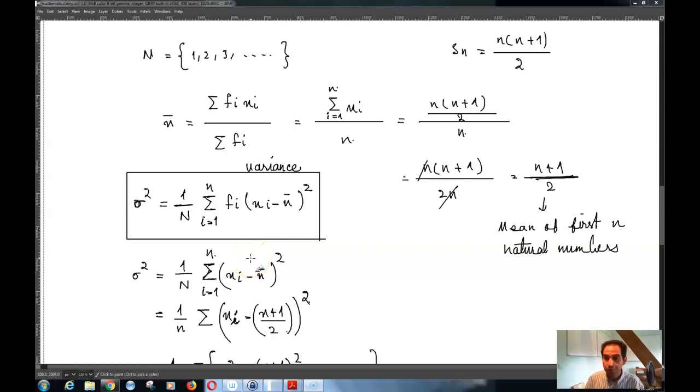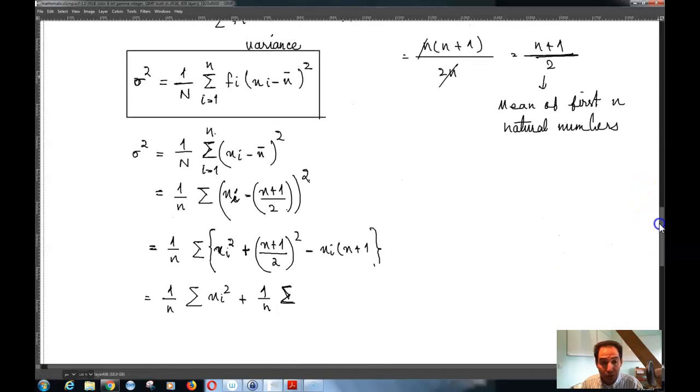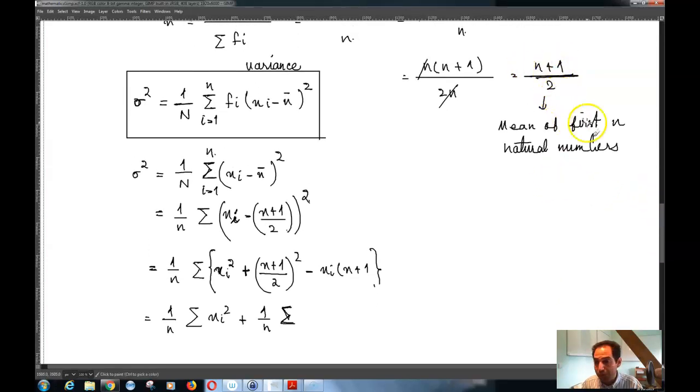Okay, so in the previous video we were talking about example exercise number 2. First we calculated the mean of the first n natural numbers, and that was basically (n plus 1) divided by 2. And then we wanted to calculate the variance of the first n natural numbers. So you know that the variance sigma squared is equal to 1 over n sigma of f of i times (x of i minus x bar) whole squared as i goes from 1 to n. So we calculated x bar to be (n plus 1) divided by 2.